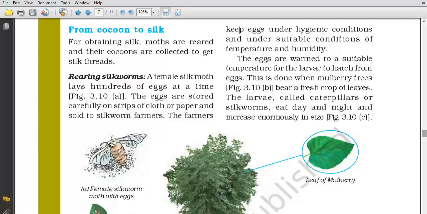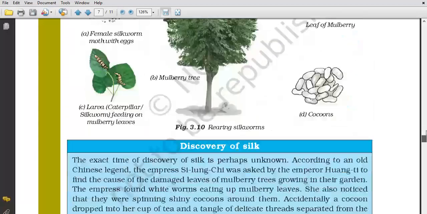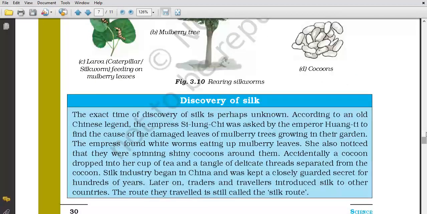This is commonly done when the mulberry trees bear a fresh crop of leaves. Why? Because mostly the silkworms grow on the leaves, and the moths lay their eggs on the leaves of the mulberry. The larvae, called caterpillars or silkworms, eat day and night and increase enormously in size. Means they continuously eat the leaves of the tree on which they live.